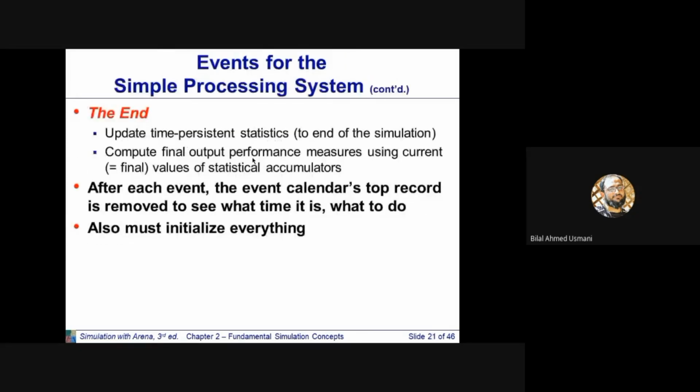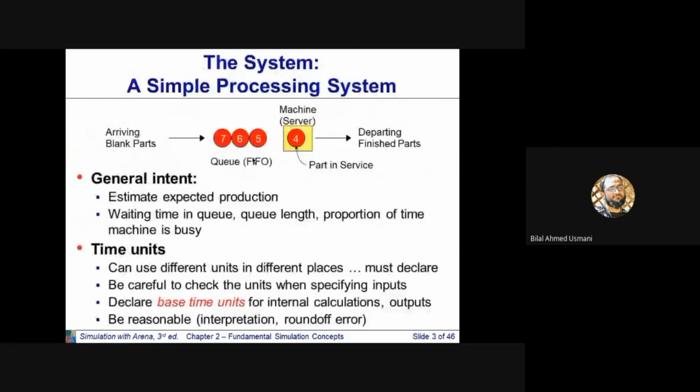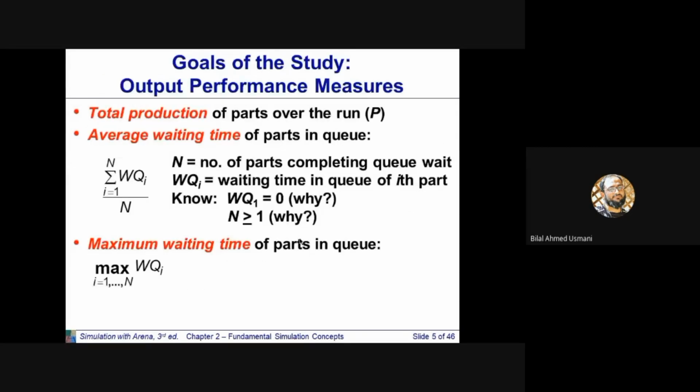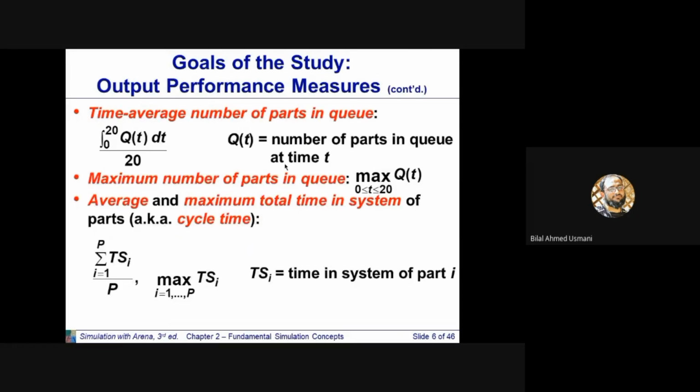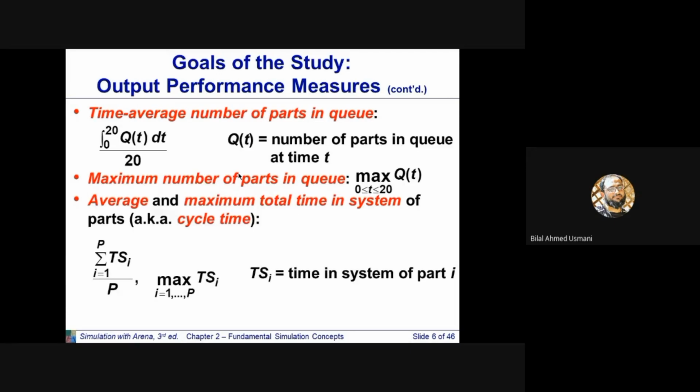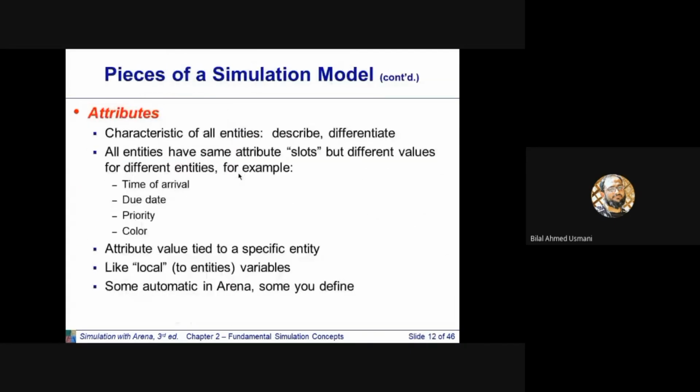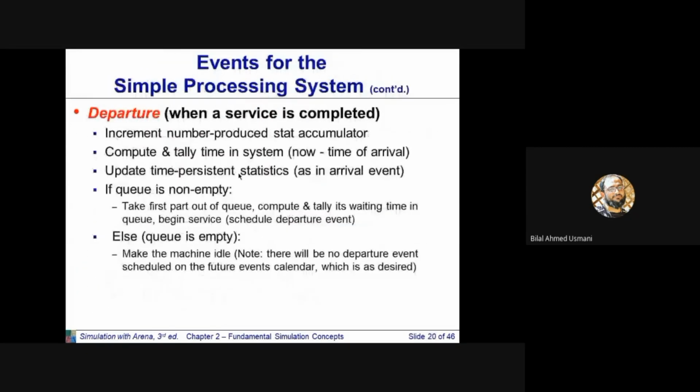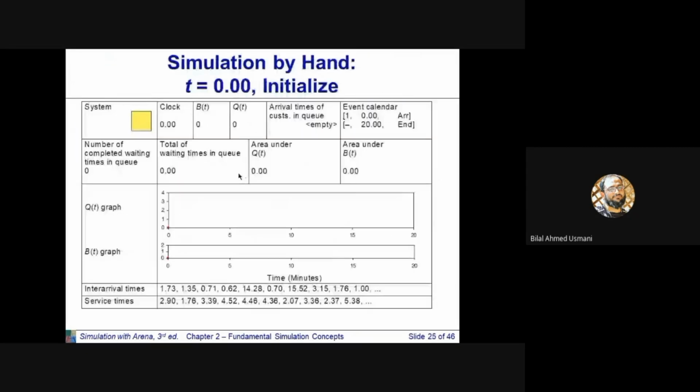If I go back really quickly, Q(t) is the number of parts in the queue at any time. Similarly, B(t) is the utilization of the machine. If the machine is busy, B becomes 1, and if the machine is idle or not working, B is 0. We can have many other possibilities, but we look at only these 2 right now. This is a very easy example. It's easy, but it's a bit laborious to go through.